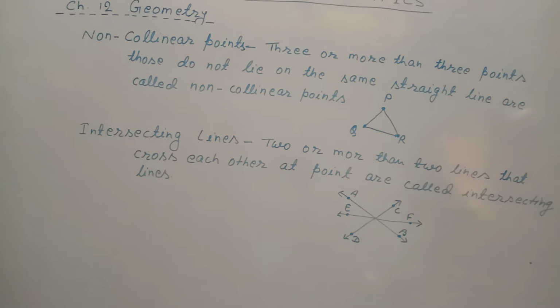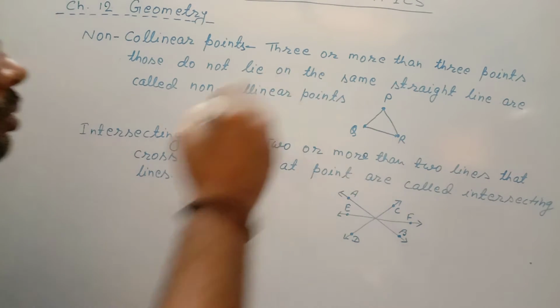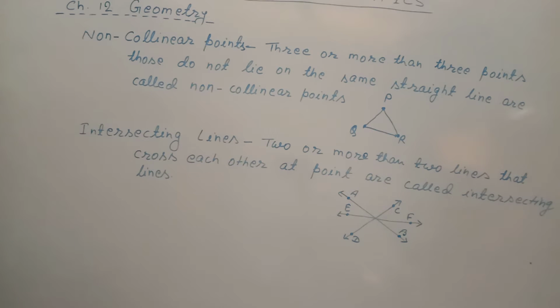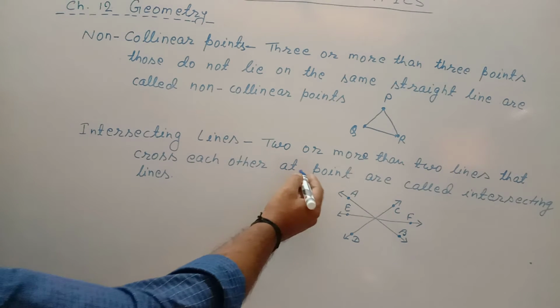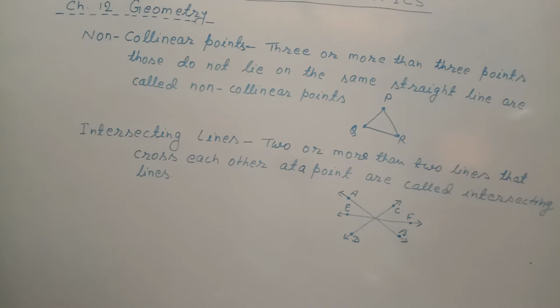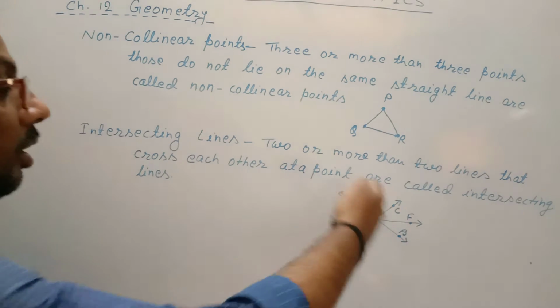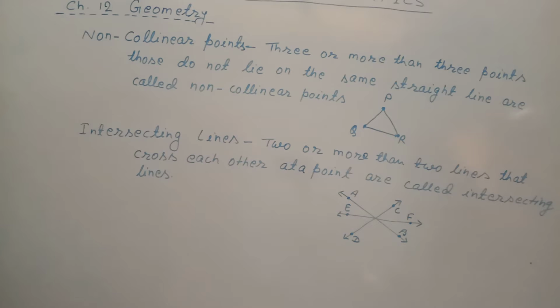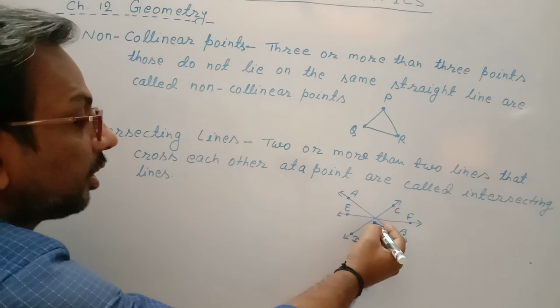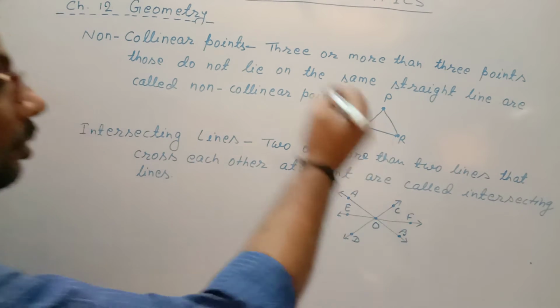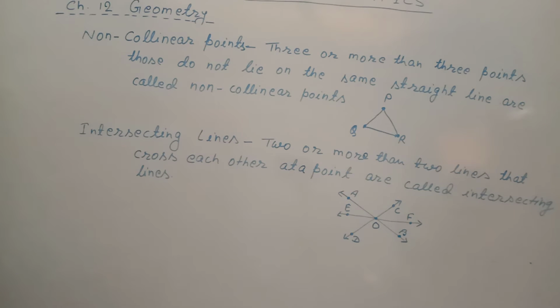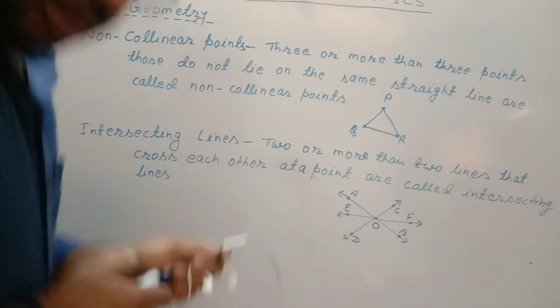Next is intersecting lines. 2 or more than 2 lines that cross each other at a point are called intersecting lines. In this example, AB, CD and EF, these 3 are lines, those intersect each other at point O. So AB, CD and EF are intersecting lines.